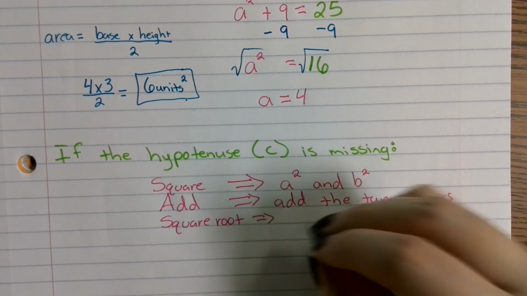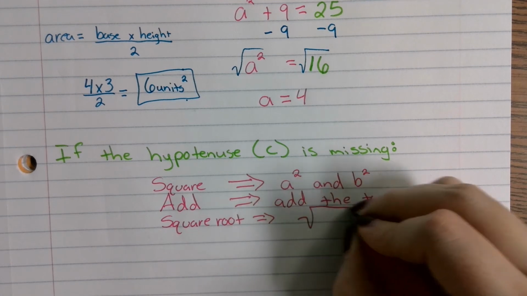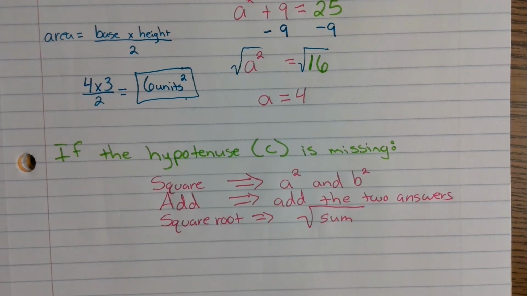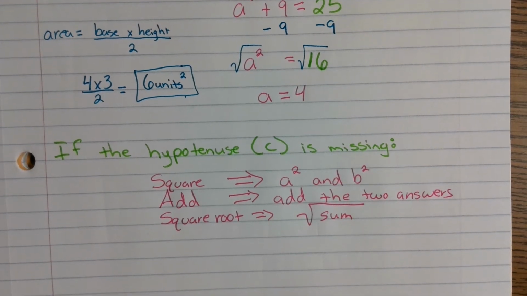And then you take the square root of the sum. Square, add, square root. It's just those 3 basic steps. Square the numbers, add them, take the square root.